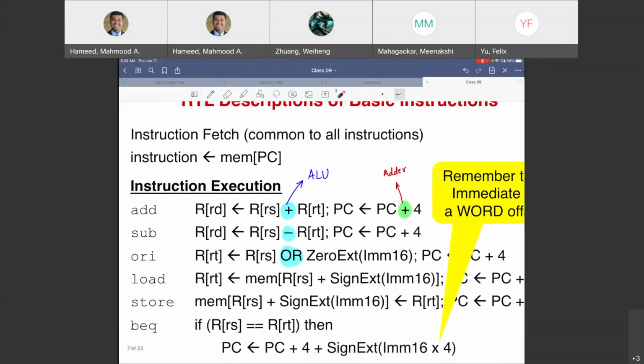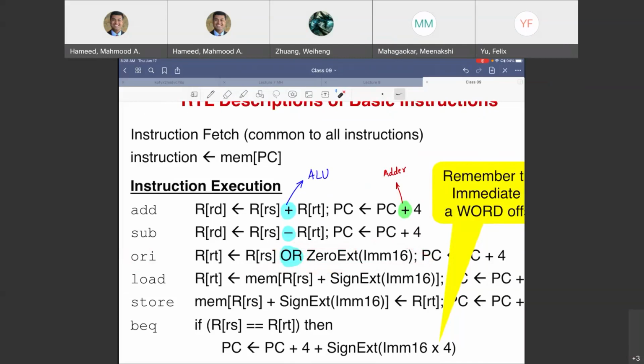Next, move on. OR immediate is take the contents of one of your source registers, bitwise OR it with the 0-extended immediate. Whatever you had in the immediate constant field, the last 16 bits, 0 extend it to 32 bits, so that now you can do a bitwise OR between two registers, RS and all of that, right? So the ALU is used to do that.